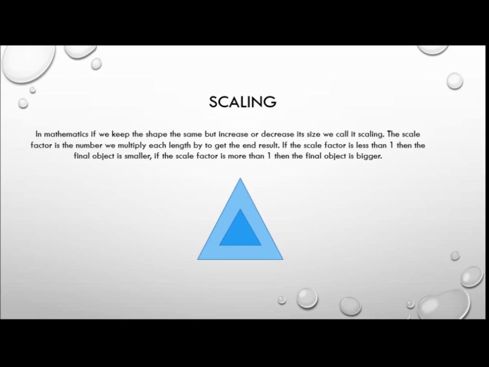In mathematics, if we keep the shape the same but increase or decrease its size, we call it scaling. The scale factor is the number we multiply each length by to get the end result. If the scale factor is less than 1, then the final object is smaller. If the scale factor is more than 1, then the final object is bigger.